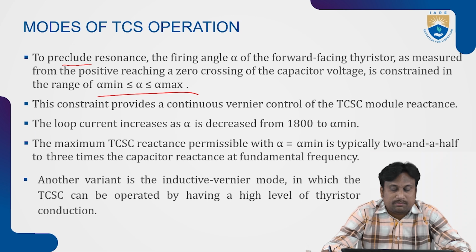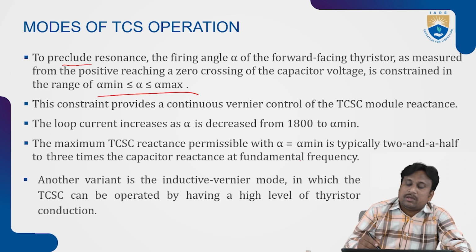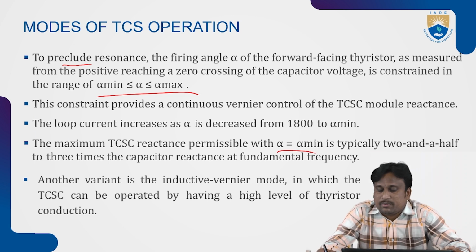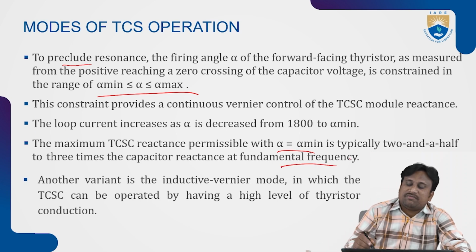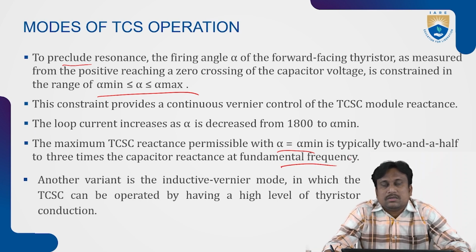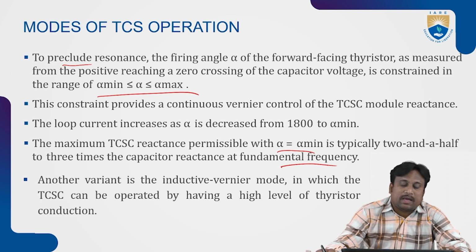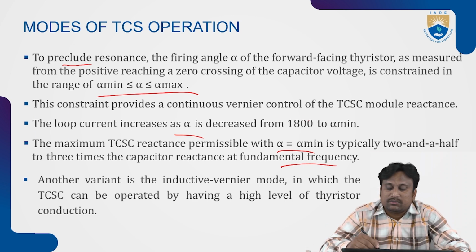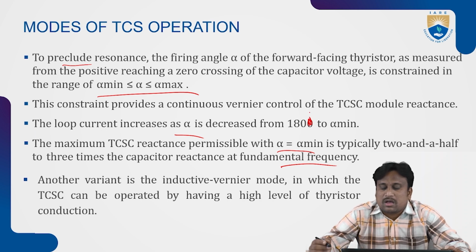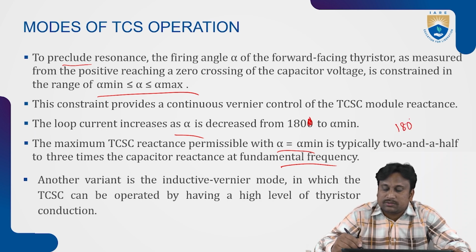So maximum TCSC reactance is permissible with only alpha equals alpha minimum, typically 2.5 to 3 times the capacitor reactance. That happens at fundamental frequency. So usually here the loop current increases as alpha decreases up to 180 degrees to alpha minimum. So from 180 degrees to alpha minimum it is going to reach.